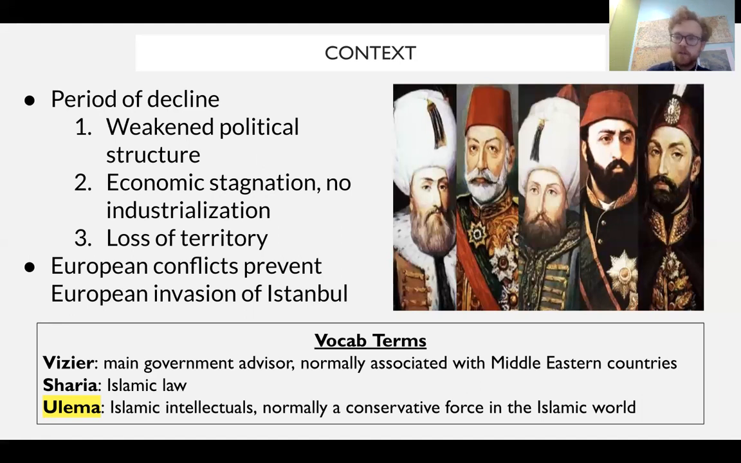Not only the Janissaries, as we talked about before, but also the so-called intellectual class in the Ottoman Empire, the ulama. The ulama are Islamic intellectuals. They are normally a conservative force. They are against westernization, which a lot of Ottomans feel is necessary for stability to compete with Europe, essentially.